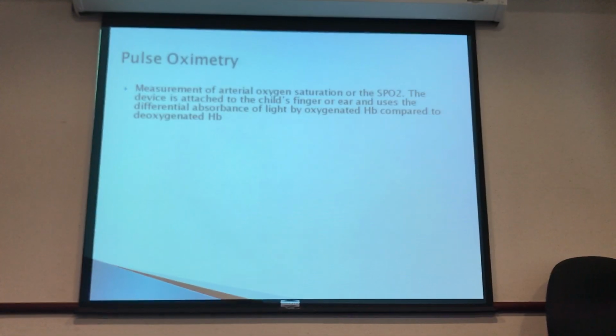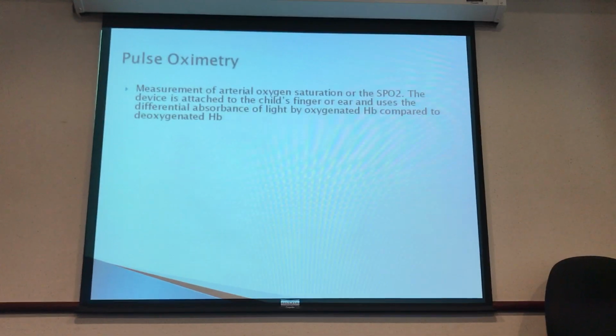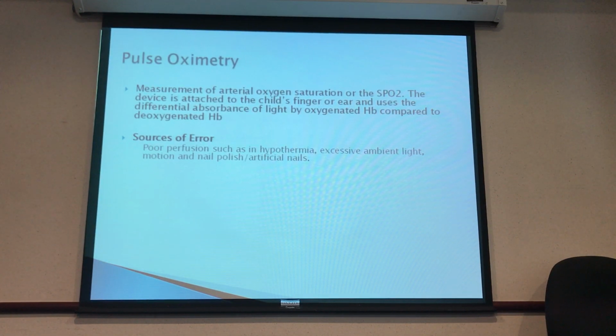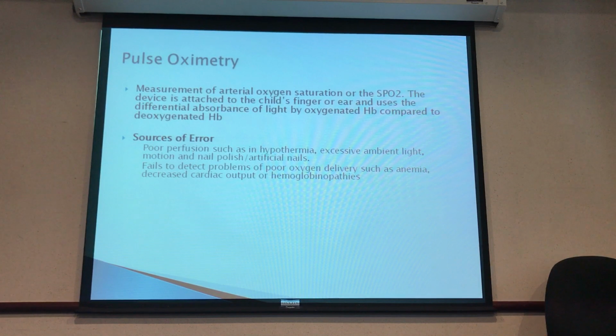So pulse oximetry is a measurement of arterial oxygen saturation placed on the child's finger or ear. I mean, we mostly use it on the finger, toe, wherever you can get it to stay. Lots of sources of error: poor perfusion because the child is hypothermic, lots of motion artifact, and older kids might have nail polish. And something to note too is that it doesn't really speak to poor oxygen delivery, so if the child is anemic or there's decreased cardiac output or some other anomaly that's interfering with oxygen delivery, it doesn't tell you about that.